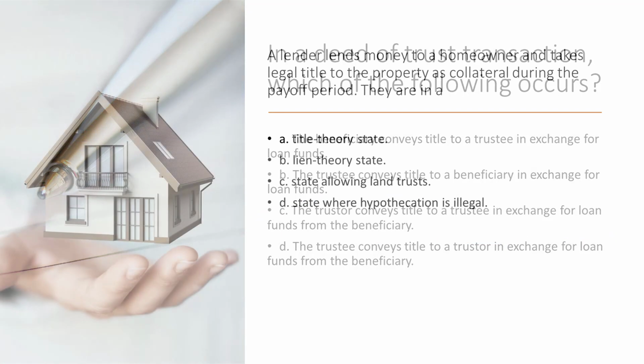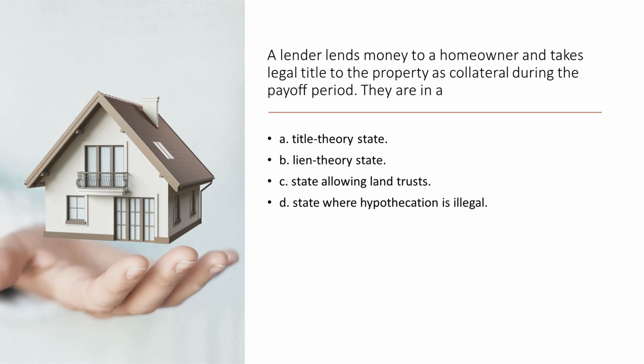Our next question. A lender lends money to a homeowner and takes legal title to the property as collateral during the payoff period. They are in A. Title theory state. B. Lien theory state. C. States allowing land trust. Or D. States where hypothecation is illegal.